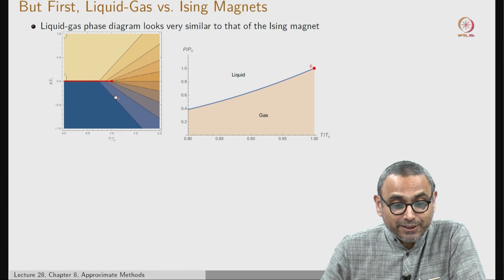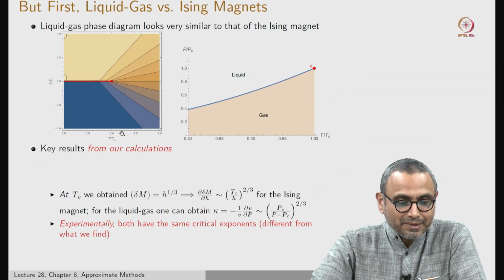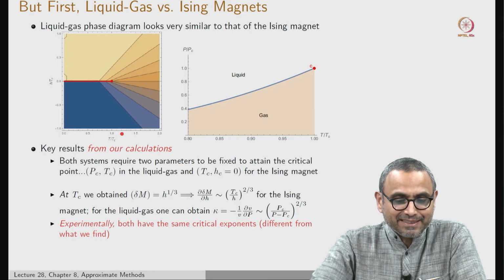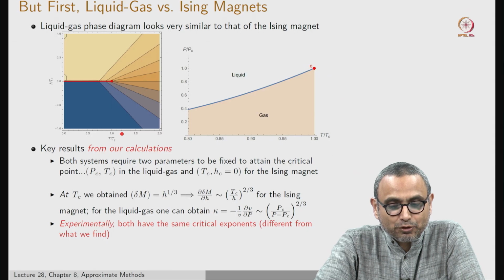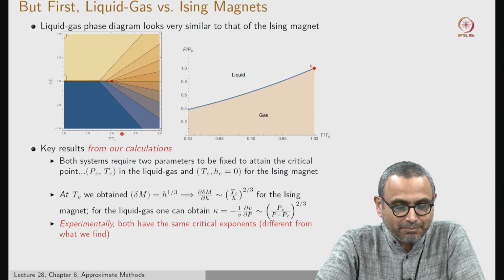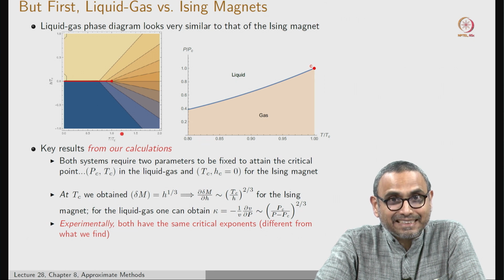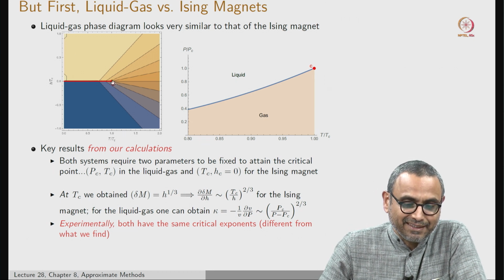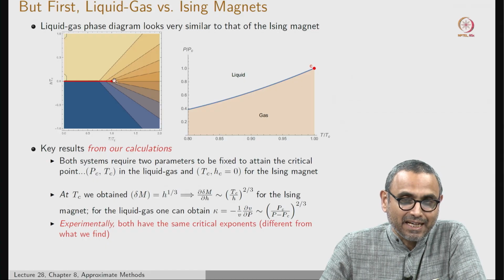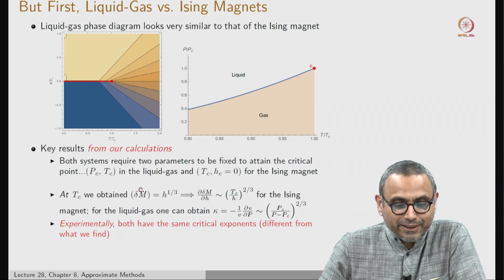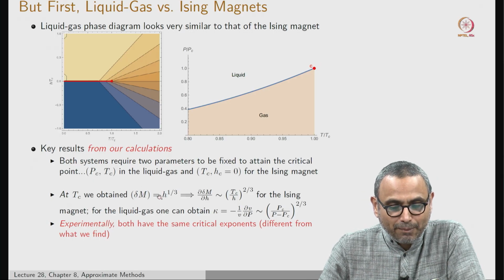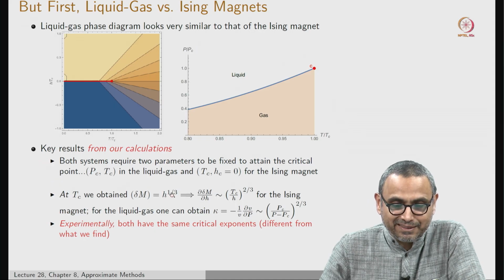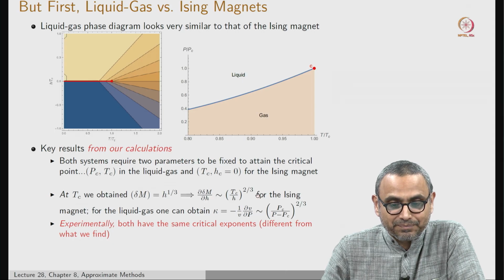Okay, so you can push this much further, as I will do. We obtained from our calculations that both systems require two parameters to fix and attain the critical temperature. We have discussed this just momentarily, and at Tc, we looked at this in the last lecture. The response magnetization to an applied magnetic field will scale as h to the power 1/3. So, if you formally calculate d delta m by d delta h, that goes as h to the power minus 2/3, when I take a derivative of this.